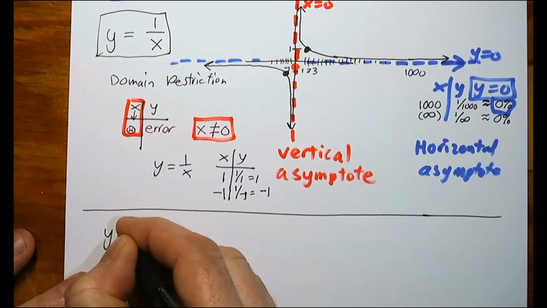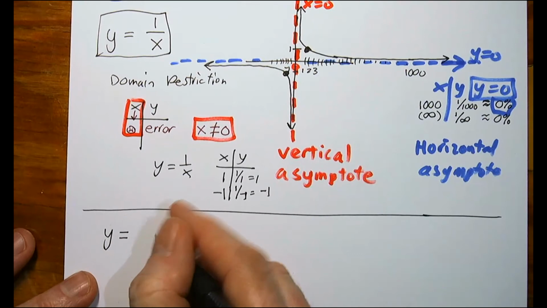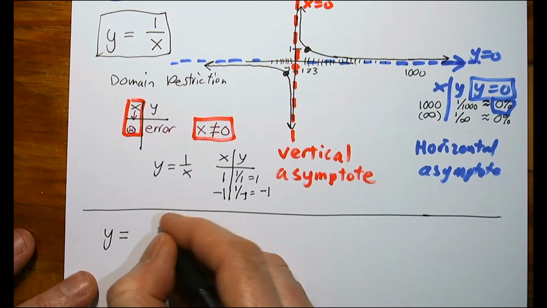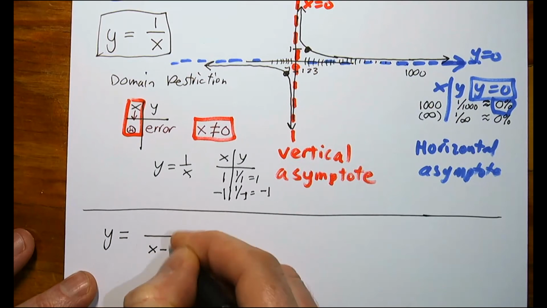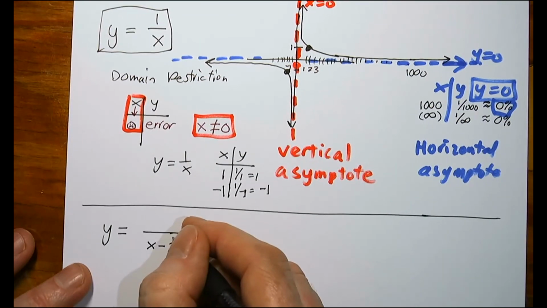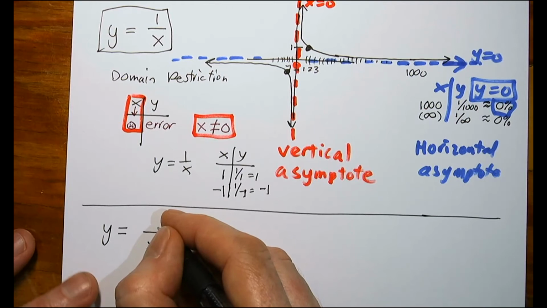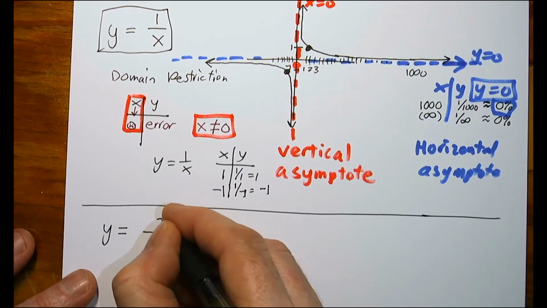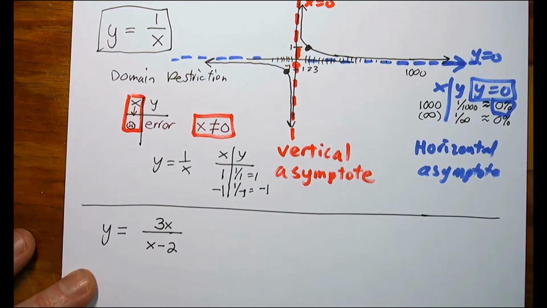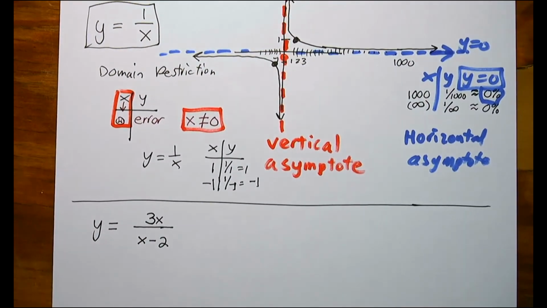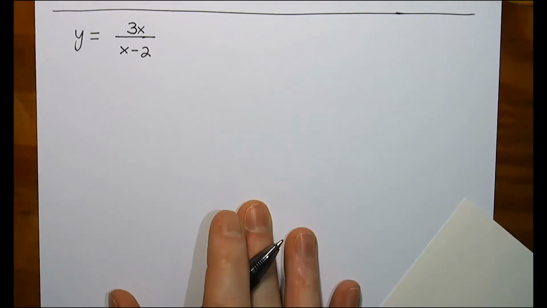Okay, so let me put a different number here. I'm going to put x minus 2 on the bottom. And let's put something on the top, like, oh, I don't know, how about 3x? And you're like, oh my God, it's getting confusing. No, no, no, don't worry, it's easy. Okay, let's bring this up.